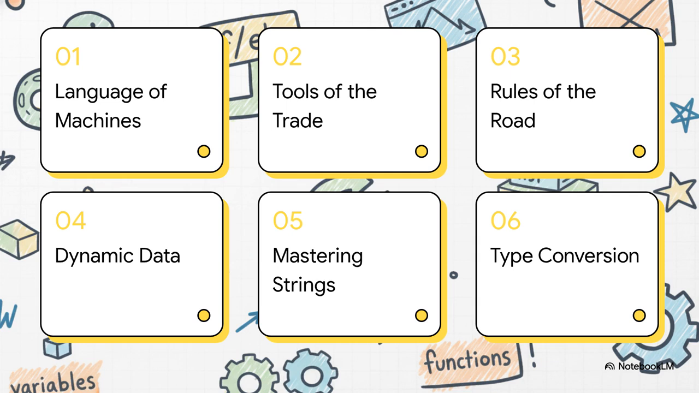Okay, here's our game plan for today's explainer. We're going to hit the language of machines, tools of the trade, rules of the road, dynamic data, mastering strings, and finally, type conversion. Let's get right into it.